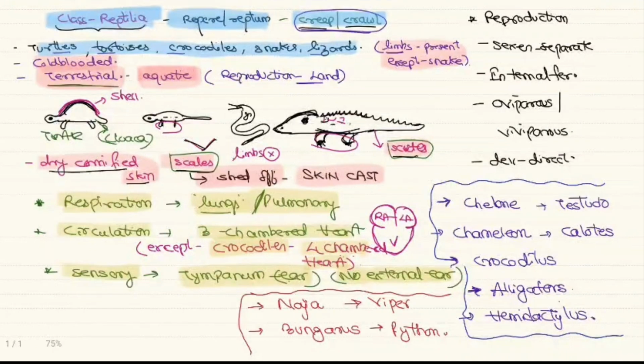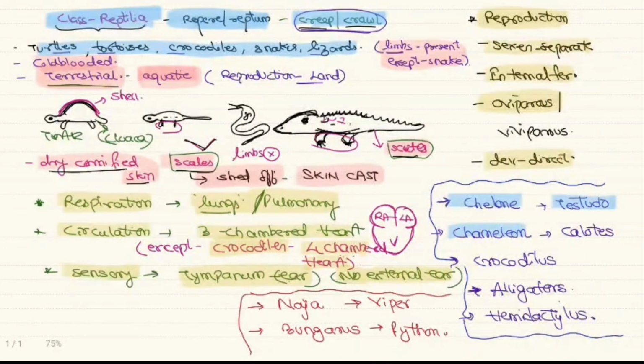Sensory structures like in amphibians, the tympanum is present. External ear is not seen here. Other characters are similar. Coming to reproduction, it is sexual reproduction with the sexes separate. Fertilization is completely internal. Most of them are oviparous in nature. No larval form, so it is called direct development.